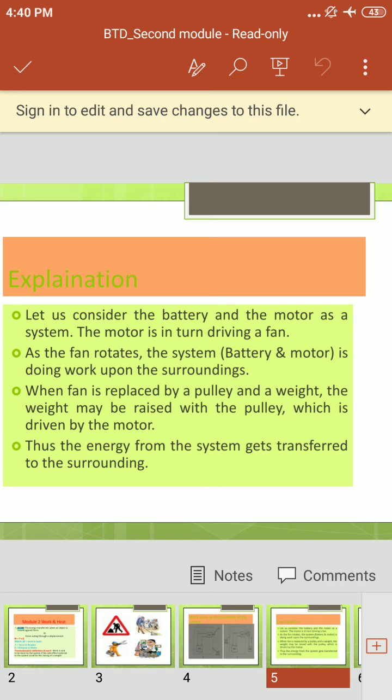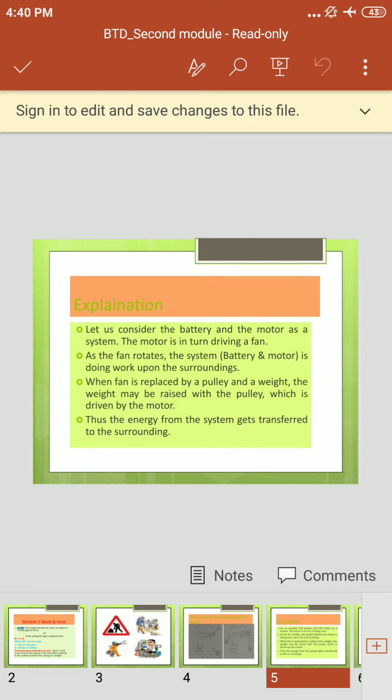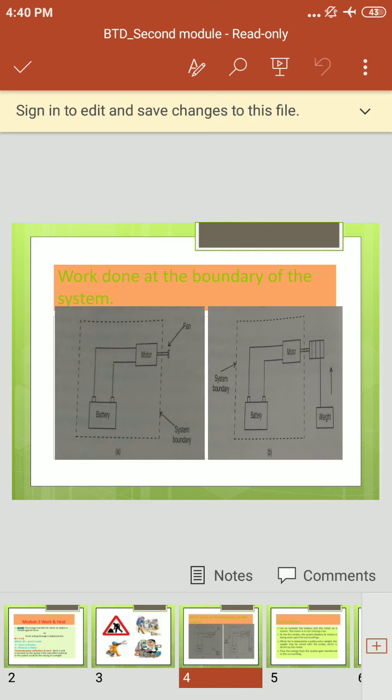Thus energy from the system gets transferred to the surroundings. Here the system acts as a motor and battery. That energy is transferred to the surroundings. This is the general explanation with this sketch. This is the sketch, and the related explanation is this one.